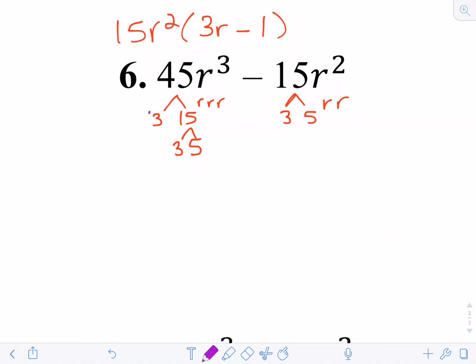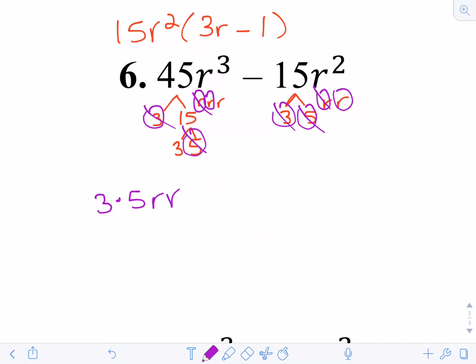Okay, so I see a 3 and a 3 that I can pull out, so that's gone, times a 5 and a 5 I can pull out, and that's all that I have for my numbers. Now my r's, there's an r and an r I can pull out, okay, and there's another r and another r I can pull out.